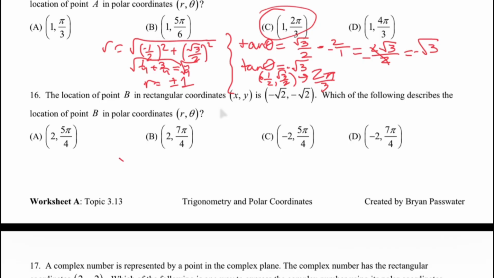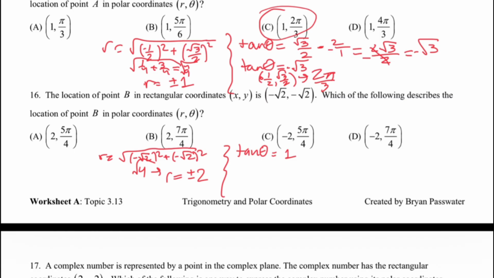Now let's do the same thing here. When you have the square root and square, you can basically just cross that out. So it's just going to be 2. Because it's a negative, that's just positive on both too. So it's 2 plus 2, which is 4. So square root of 4, that gives us r is equal to plus or minus 2. So now moving on to tangent, that's just negative square root of 2 over negative square root of 2, which is equal to 1. So where's tangent equal to 1?